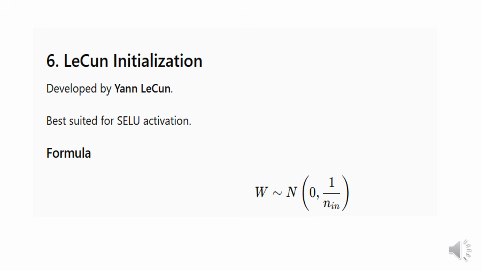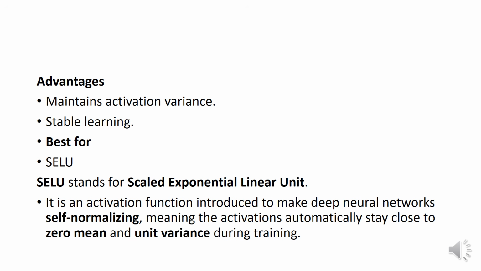Next is LeCun initialization, developed by Yann LeCun, best suited for ReLU activation. The formula in normal distribution is mean 0 and variance 1 by neuron in. Advantages: it maintains activation variance, gives stable learning, and is best for SELU. SELU stands for scaled exponential linear unit. It is also a kind of activation function introduced to make deep neural networks self-normalizing, meaning the activations automatically stay close to zero mean and unit variance during training.